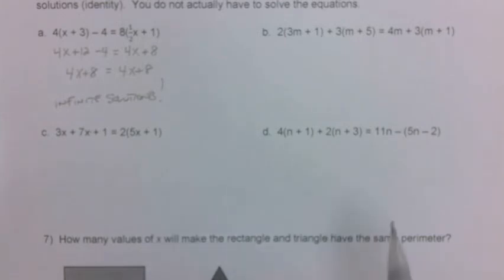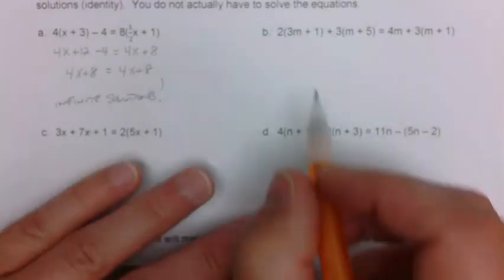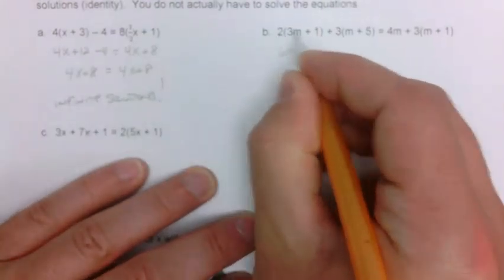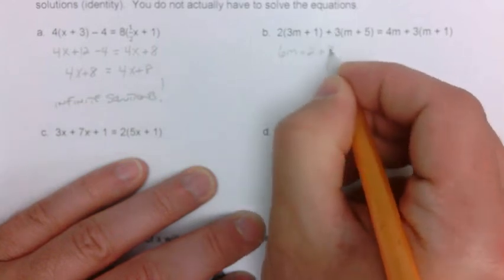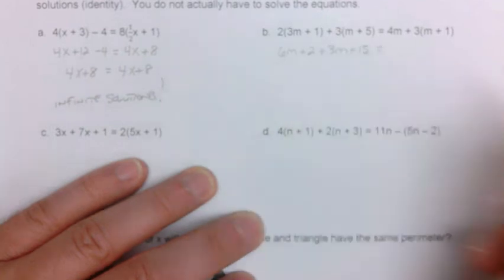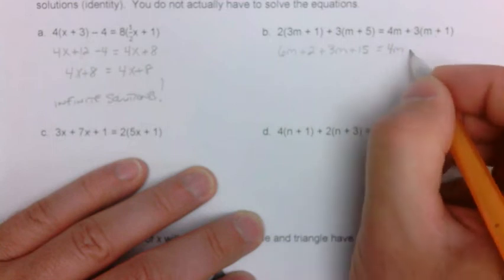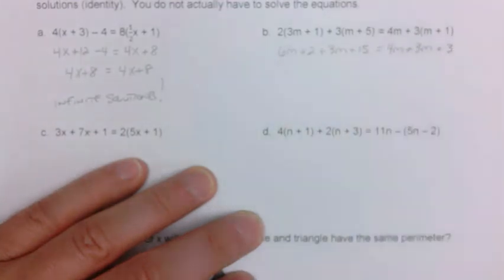Letter B. All right, we've got a whole lot of distributing that we're going to do here. Let's start on the left. 2 times 3m makes 6m. 2 times 1 is 2, plus 3 times m is 3m, and 3 times 5 is 15. Equals, bring down that 4m, and then 3 times m is 3m, and 3 times 1 is 3.